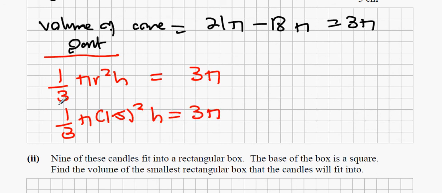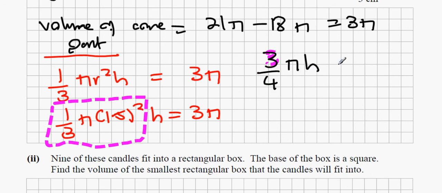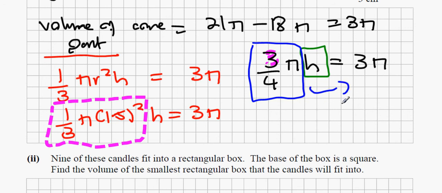Put all of this part directly into the calculator. 1/3 multiplied by pi multiplied by 1.5 squared, and you're going to get 3/4 pi. So that's going to turn into 3/4 pi h equals 3 pi. Now you want to get the h on its own. It's currently being multiplied by 3/4 pi, so bringing that over the other side, it has to become divided. So 3 pi divided by 3/4 pi equals the height. Just put it directly into the calculator. Don't be playing around too much with it. H equals 4 centimeters.